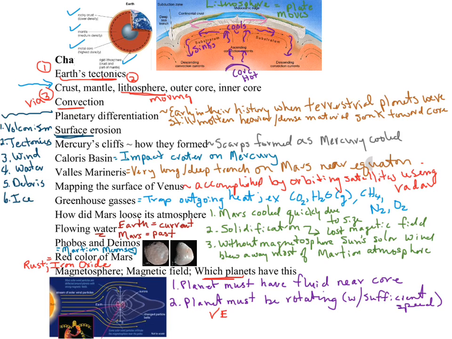Similar, maybe we think, with Mars, the Moon doesn't have any sort of fluid near the core to create a magnetic field. The other thing is that the planet needs to be spinning on its axis sufficiently fast in order to create the moving charged particles that create the magnetic field. So those two conditions need to be met in order for a planet to have a magnetosphere or magnetic field.